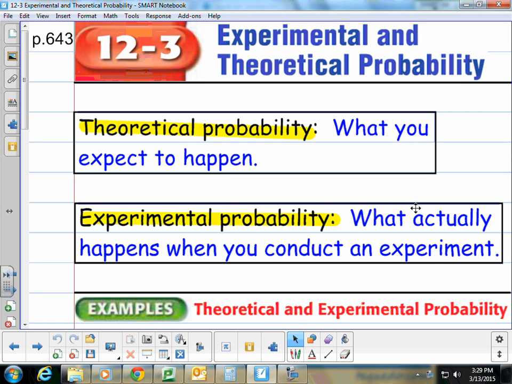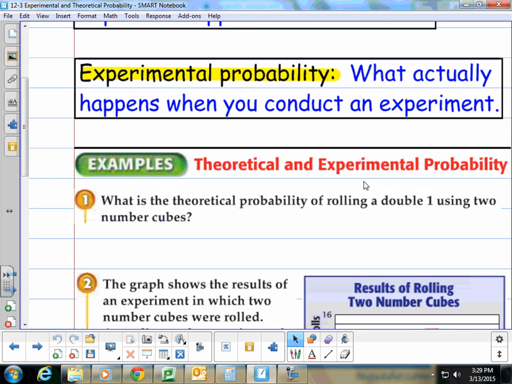So theoretical probability is what you expect to happen. So what you think would happen. Think about when someone says, well, in theory or theoretically, they're saying, this is what should happen. This is what I expect. Whereas experimental probability is what actually happens when you conduct an experiment. So this is like you test something and those are the actual results. The experimental probability is what actually happens. So that's the difference. And we're going to look at a couple of them.